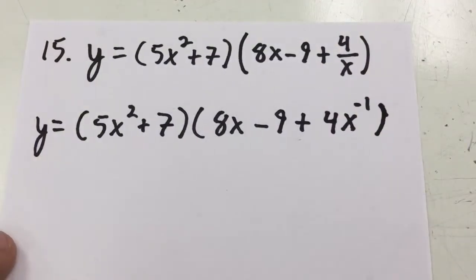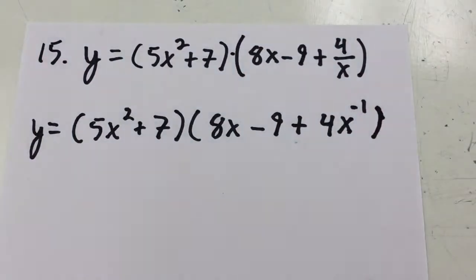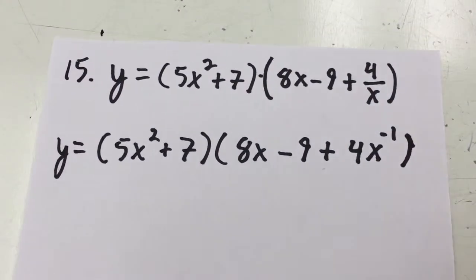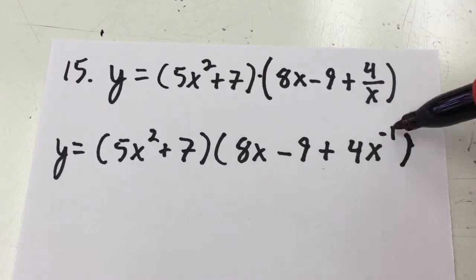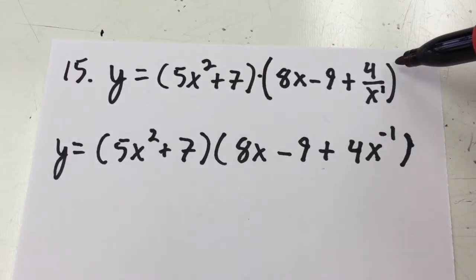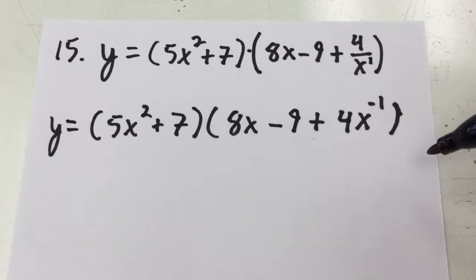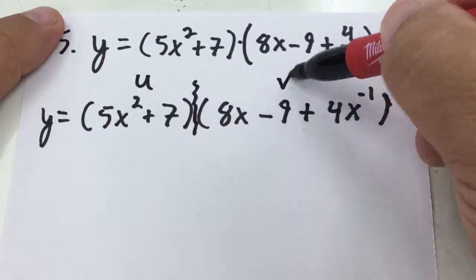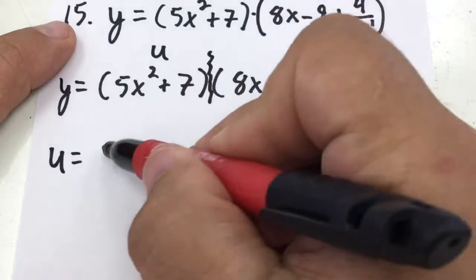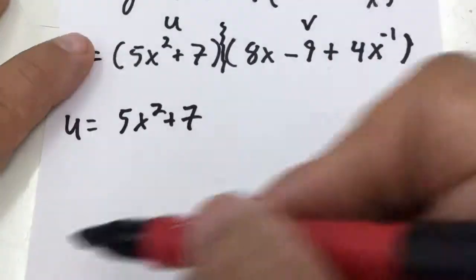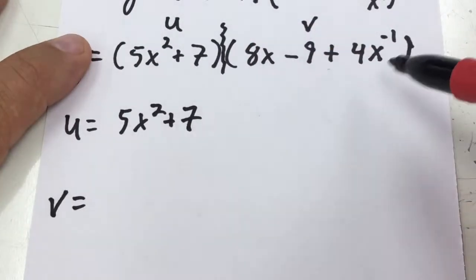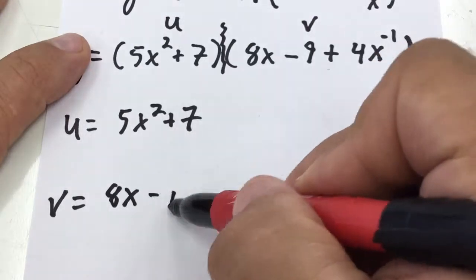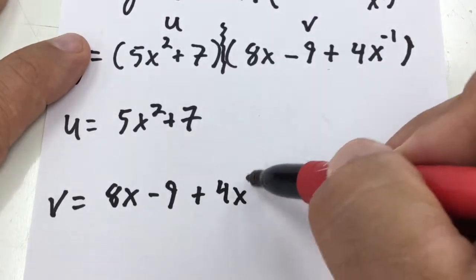This is going to be an example of the product rule because I'm multiplying a quantity times a quantity. I could FOIL this out if I wanted to, but I'm going to use the product rule. Notice I rewrote the 4 over x as 4x to the negative 1. That has a power of 1, and when I bring it up to the numerator, it changes that 1 to a negative 1. So I'm going to crack this down the middle like an egg, and I'm going to label the left value as u, and the right value is v. So I'm going to have u equals 5x squared plus 7. I'm going to have v equals this long equation, 8x minus 9 plus 4x to the negative 1.